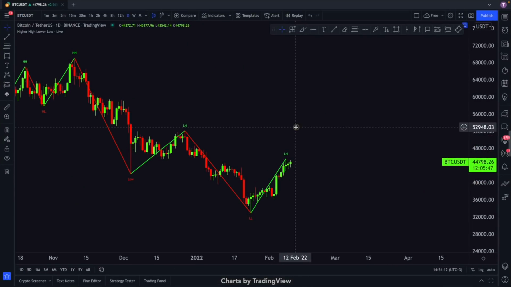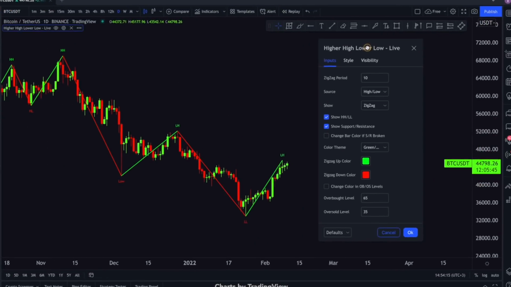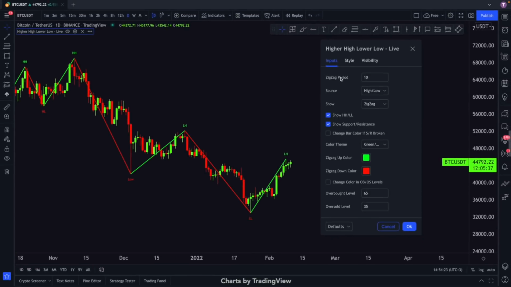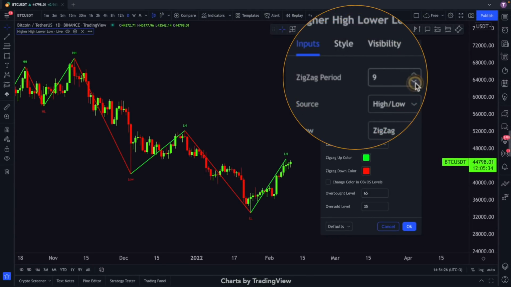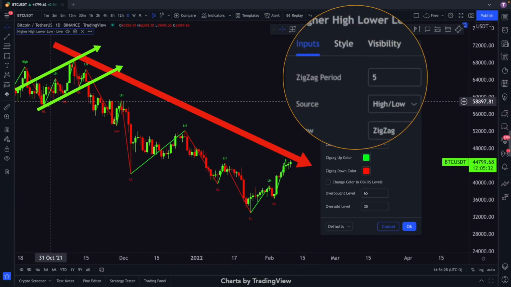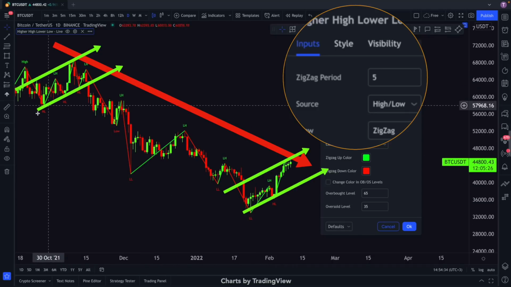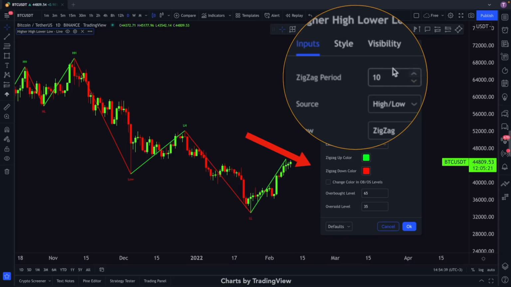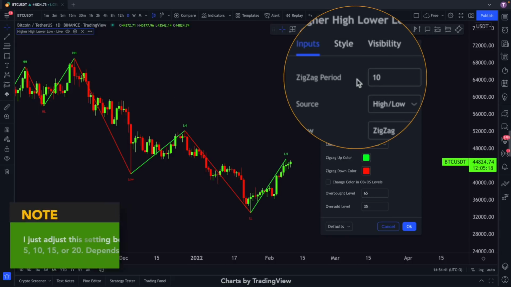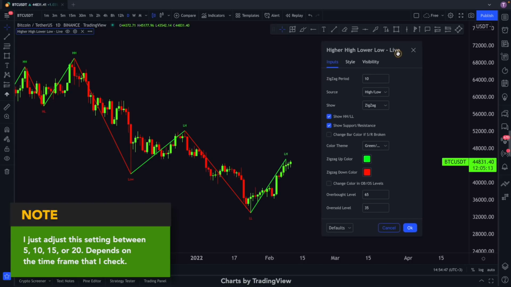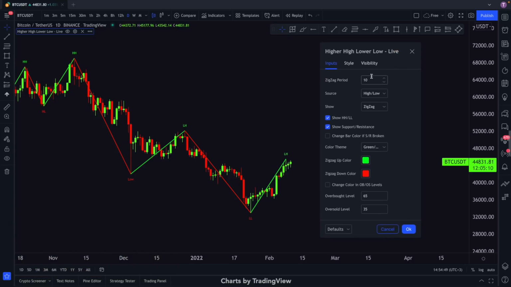Let's check out the settings. Okay, what are the best settings? First of all, I disable changing color options because I do not need them. The most important setting is the zigzag period. If you lower the number, you will see more highs and lows. It will become a little choppy to use, because it will show also small trends in mega trends. I generally set this to 10. However, this is not a fixed number. I just adjust the setting between 5, 10, 15 or 20, depending on the time frame that I check.